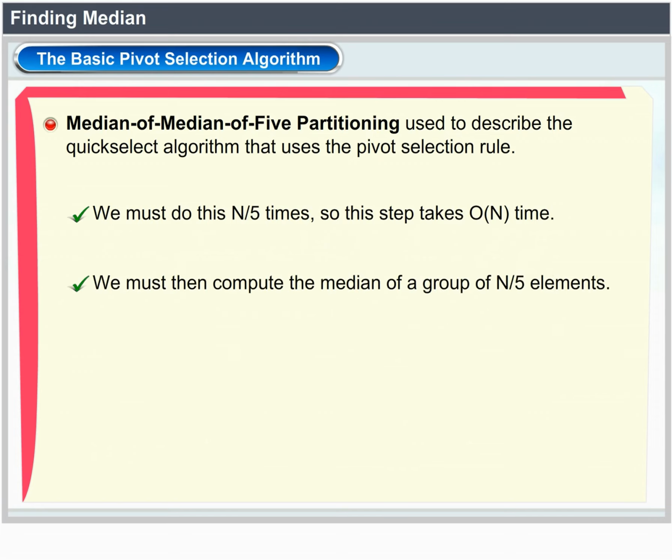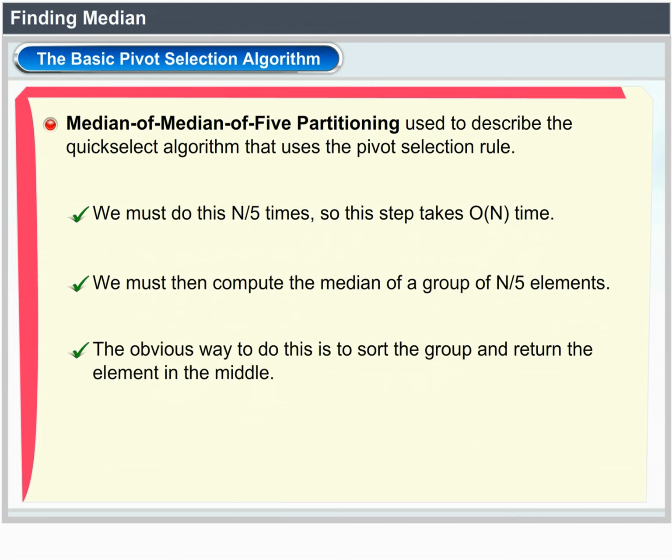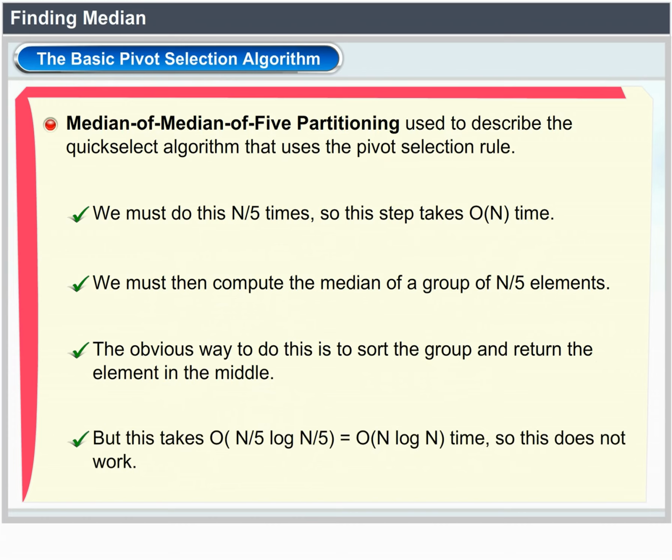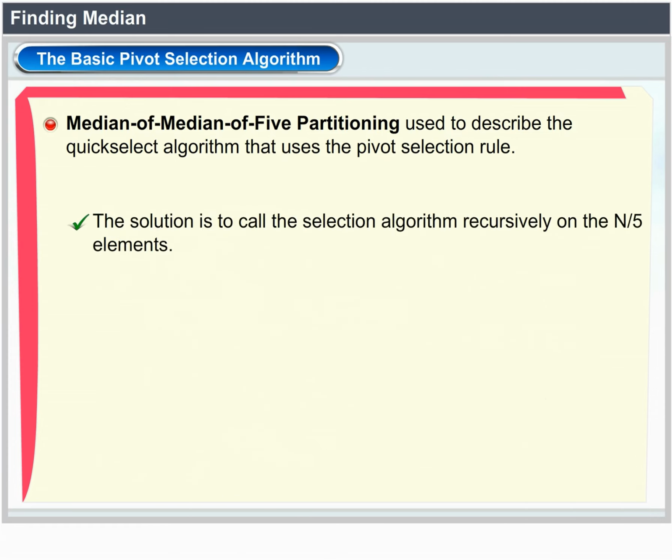We must then compute the median of a group of n by 5 elements. The obvious way to do this is to sort the group and return the element in the middle. But this takes big O of n by 5 log n by 5, equals big O of n log n time. So this does not work. The solution is to call the selection algorithm recursively on the n by 5 elements. This completes the description of the basic algorithm.